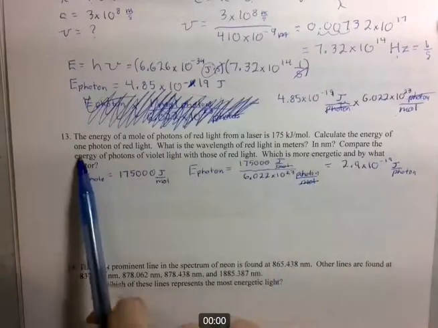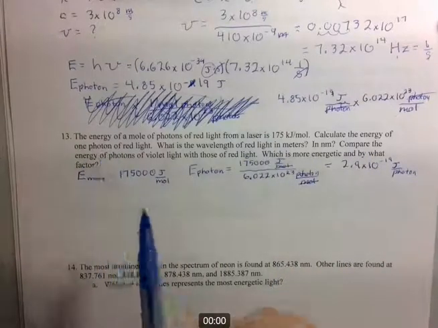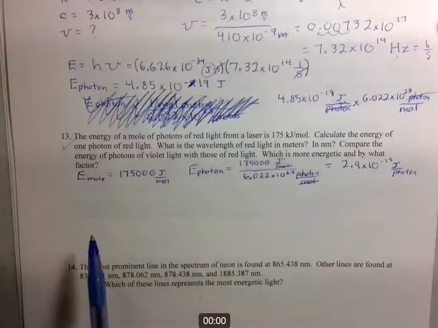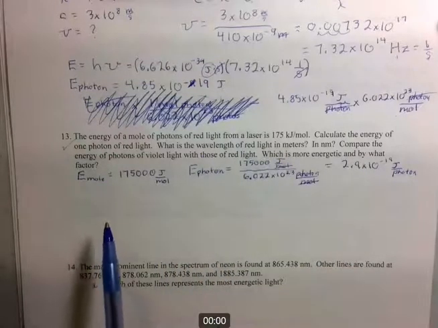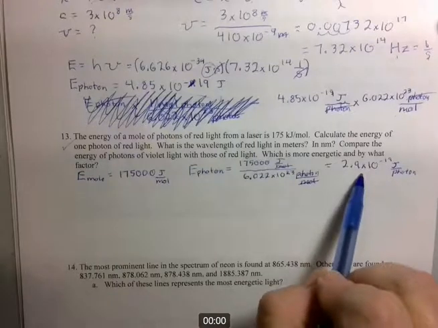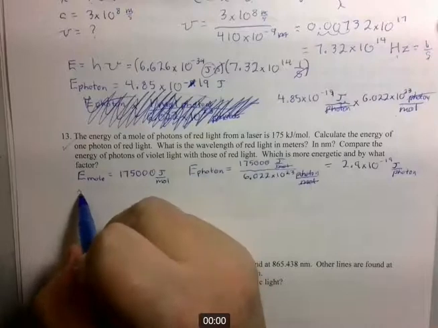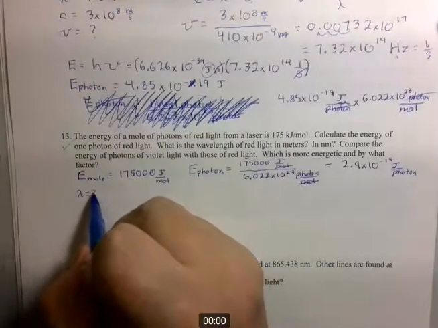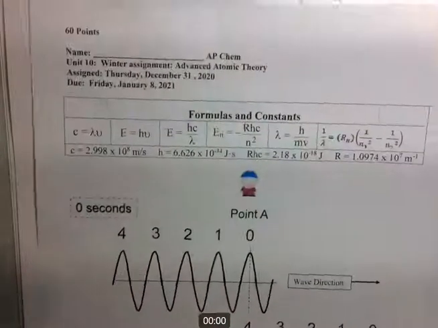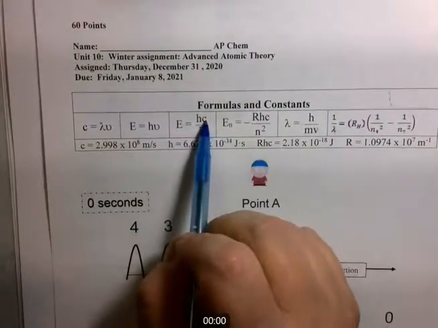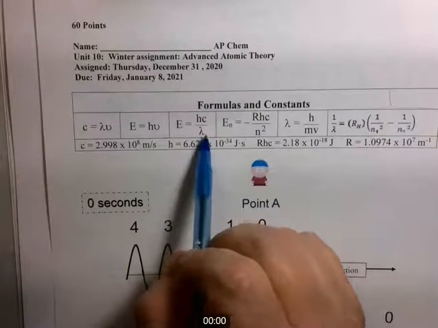Okay, so calculate the energy of 1 photon of light. So check, we did that. What is the wavelength of red light in meters? Okay, so they want the wavelength. We've got the energy. So what formula are we going to use? Well, we have energy. We know Planck's constant. We know the speed of light. So then we can use this formula to give us wavelength.